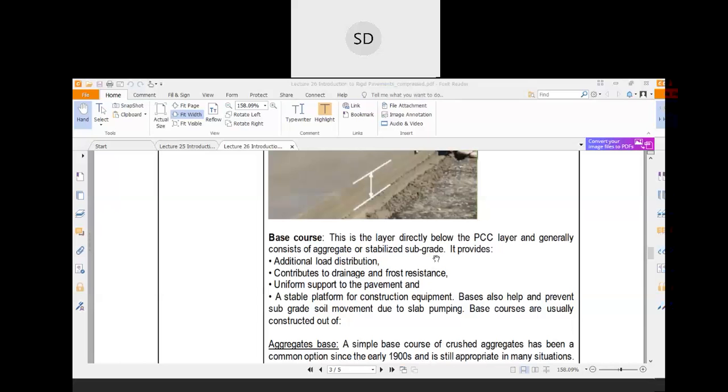Now below this you can provide the base course. This is the layer directly below the PCC layer and generally consists of aggregate or stabilized subgrade. It provides additional load distribution, drainage and frost resistance, uniform support to the pavement, and a stable platform for the construction equipment. And over that surface you will build your rigid pavement. So it will provide a plain and rigid surface for the construction of the upper layer.